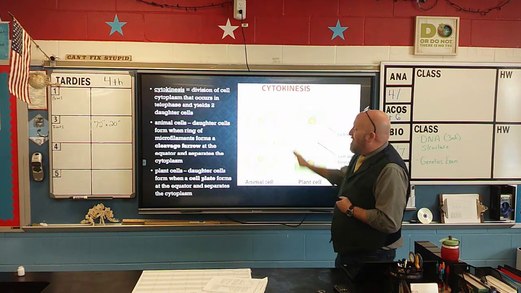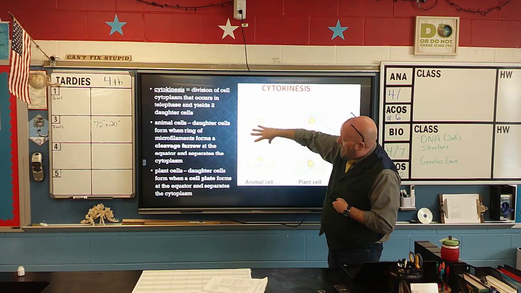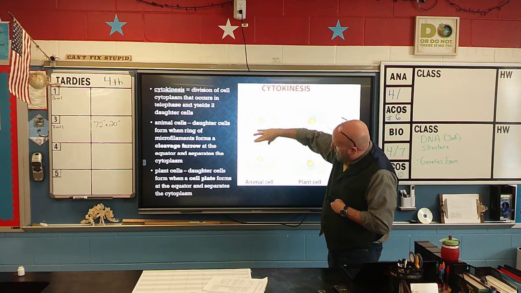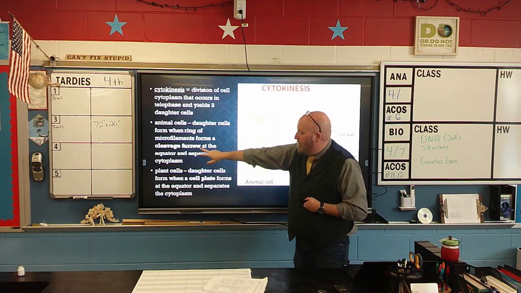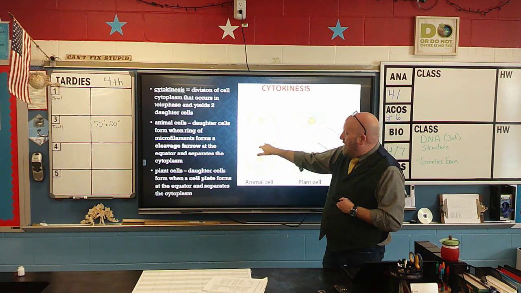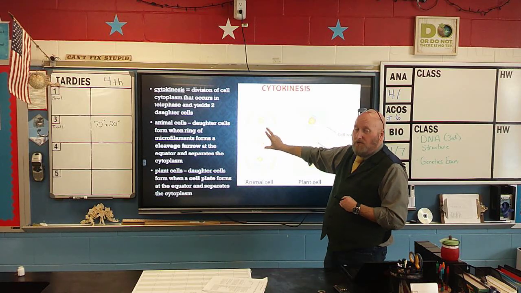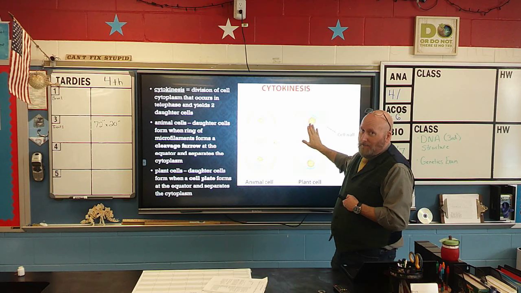One of the things is, with an animal cell, they've got some fibers in here that basically start to pinch the center. It's called a cleavage furrow. And eventually this thing will pinch all the way through. Next thing you know, they're two separate cells. Okay? Plant cells can't do that because they have that cell wall.